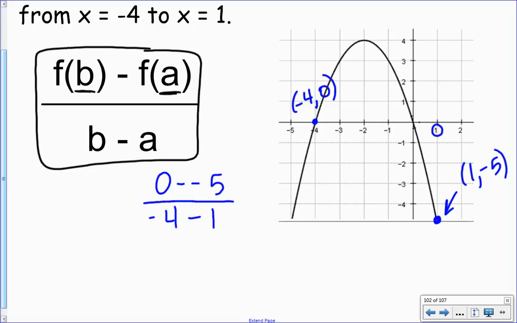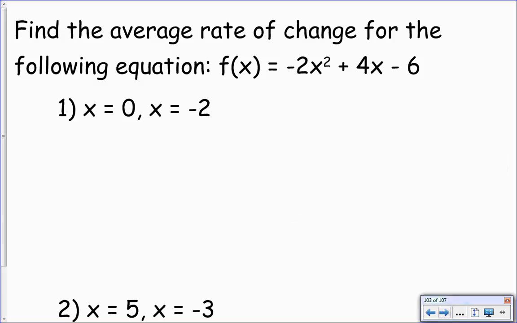When I do that, I get negative 1. So to go from negative 4 all the way to positive 1, my graph is changing at a rate of negative 1. That's what that slope means. Okay. Next one. Find the average rate of change for the following equation.